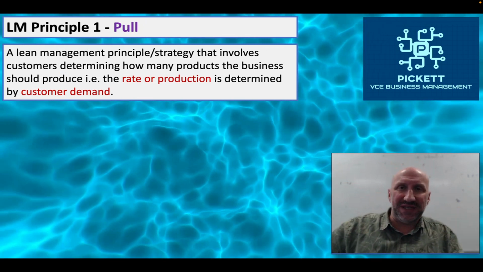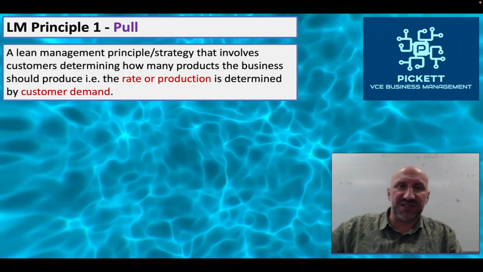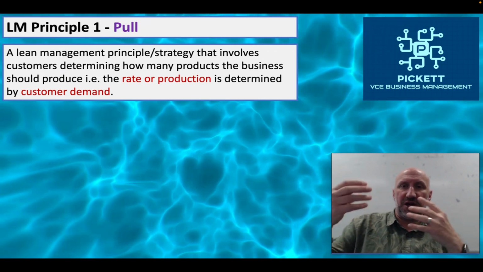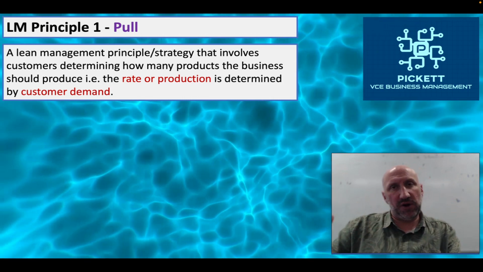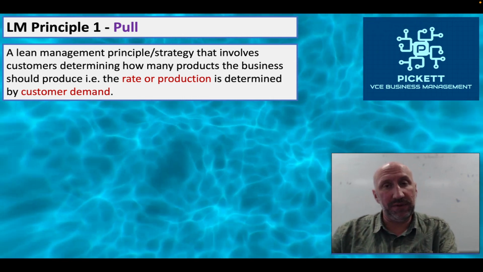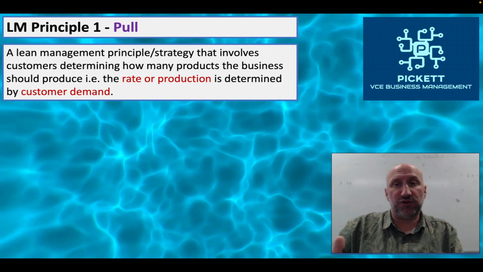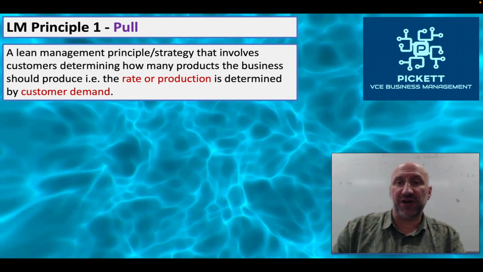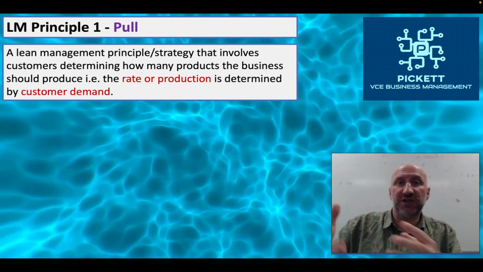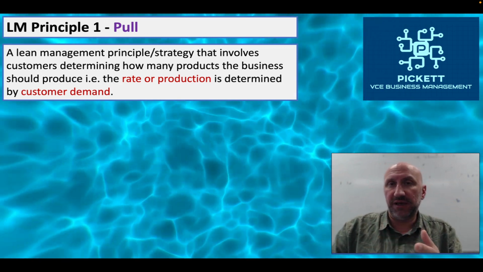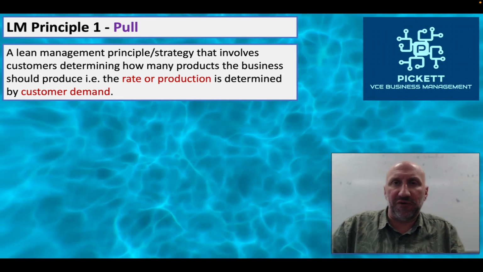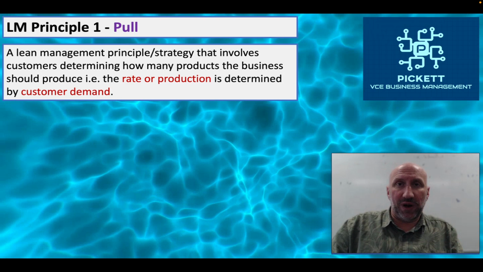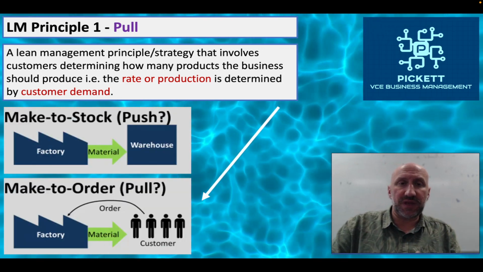Basically, what this means is that customer demand is going to determine your production. Okay, so how much product customers are demanding at any one particular time is going to determine how much product you actually produce. So the rate of production is set up to match customer demand. It's funny, it sounds kind of obvious to me. Why would you not do that? But there are ways to not do this.